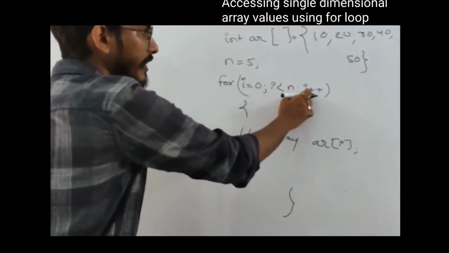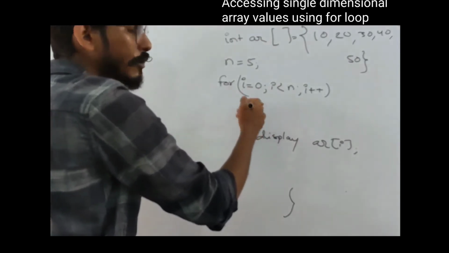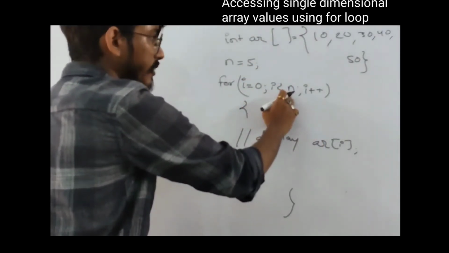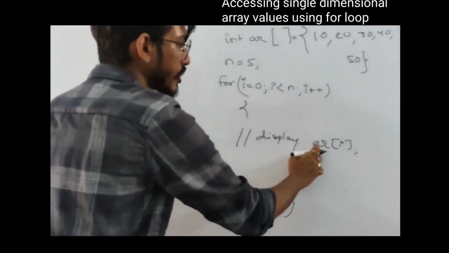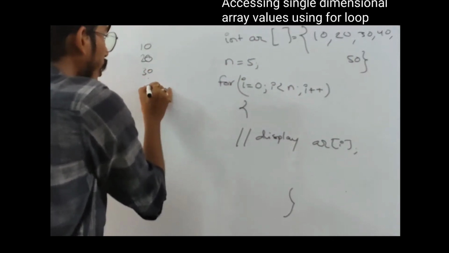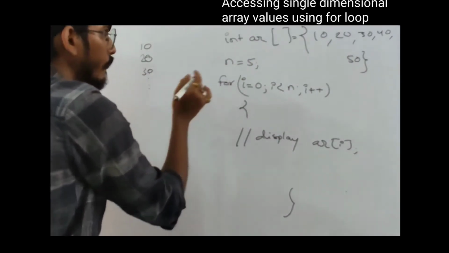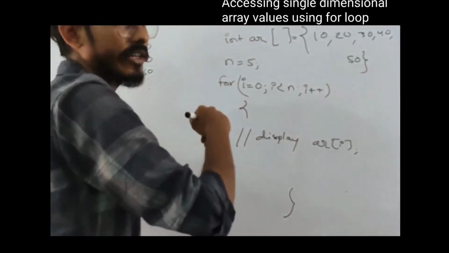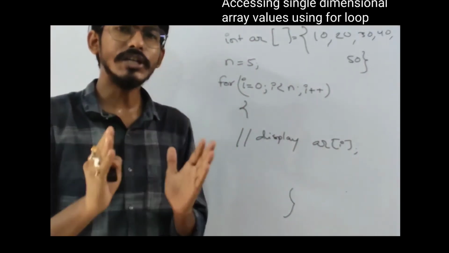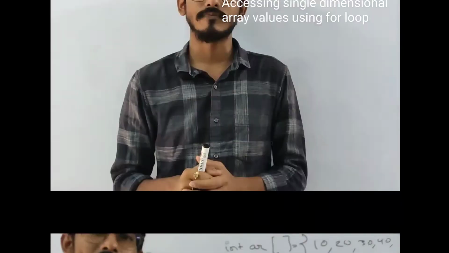Again it is getting incremented by 1. Now the value of I is 2. So 2 is also less than 5. The condition is satisfied. It is coming inside and it is displaying AR of 2, which is 30. And so on, it will display all the values that are stored in the array. So in this way, using a for loop, we can access each of the values stored in an array.